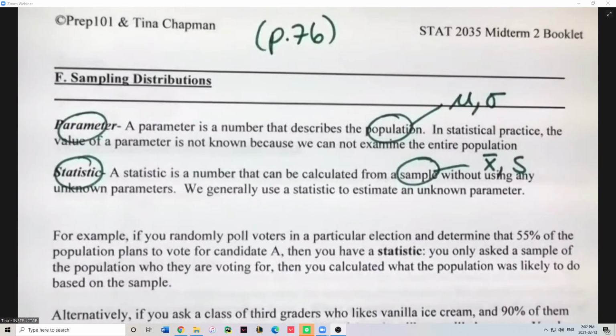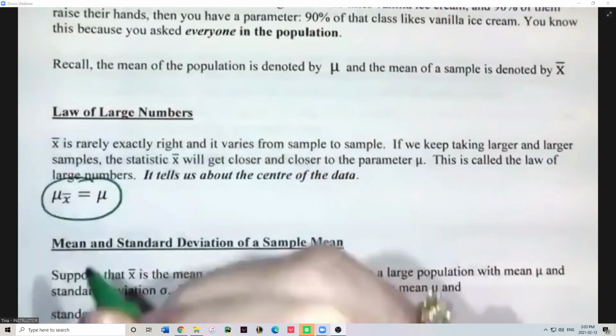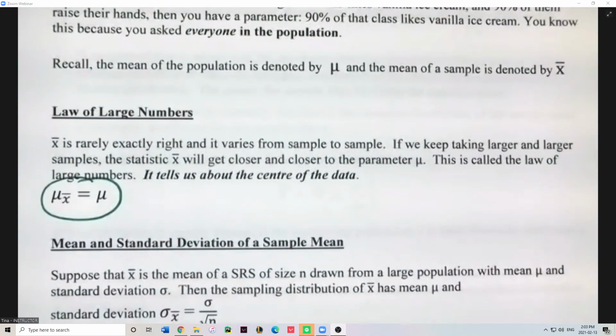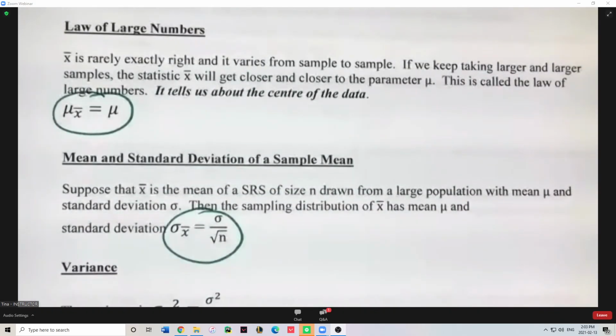So here we talk about the law of large numbers. X bar is rarely exactly right, varies from sample to sample. If we keep taking larger and larger samples, X bar will get closer and closer to the mean. So the mean of the sampling distribution approaches the mean of the population. The standard deviation of the sampling distribution approaches sigma over root n. Okay, so those you have to memorize.